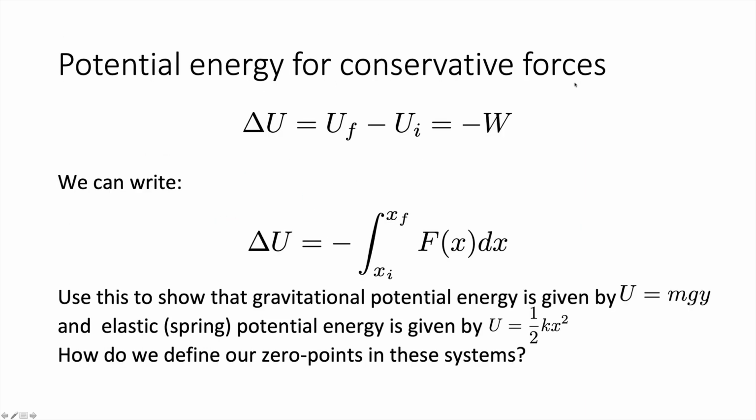Okay, so for conservative forces, the potential energy is equal to the negative of the work done. So we can write that the change in potential energy is equal to minus the integral from the initial position to the final position of F(x) dx. So we can use this to show that the gravitational potential energy is given by U = mgy, and that the elastic spring potential energy is given by U = 1/2 kx squared. So let's do that now, and then we'll discuss how we define our 0 points in these systems.